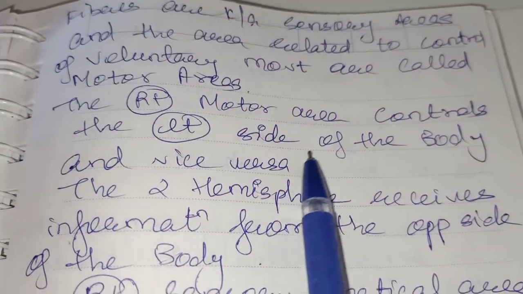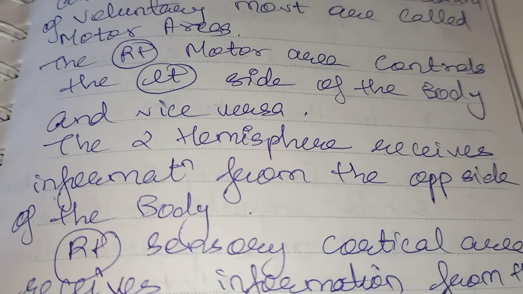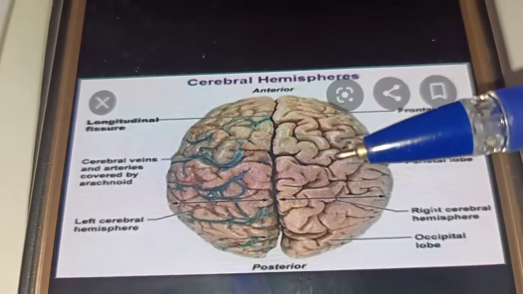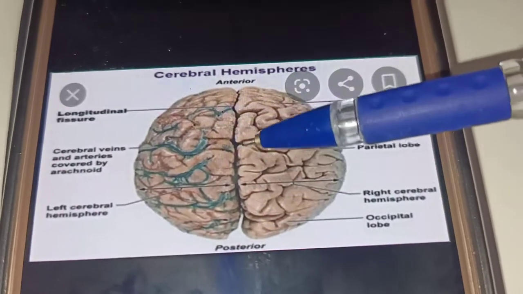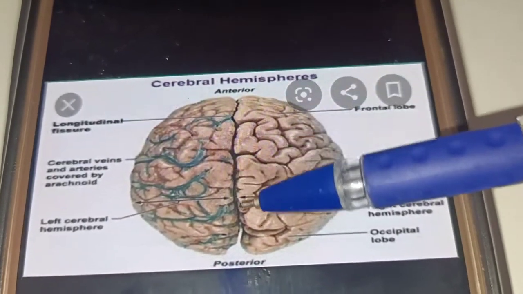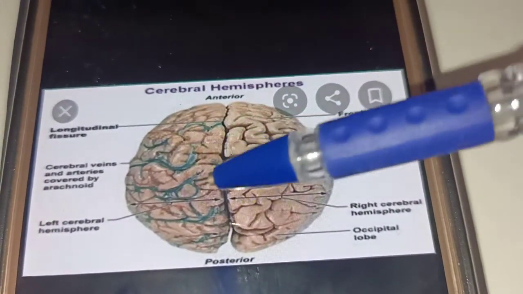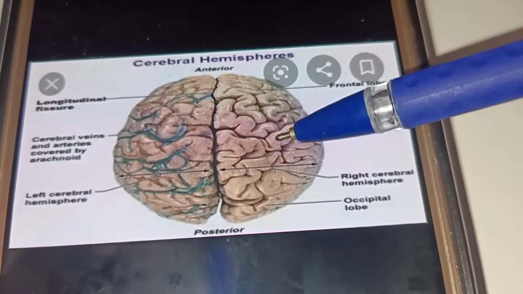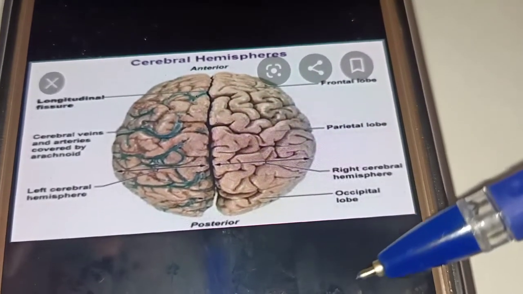The right motor area controls the left side of the body and vice versa. So these are two cerebral hemispheres, which are separated by a longitudinal fissure. The sulci can also be called fissures. Now this longitudinal fissure separates the cerebrum into two hemispheres or two halves, the right and the left. The right side motor area controls the left side of the body, and the left side motor area controls the right side of the body, that is, the opposite.